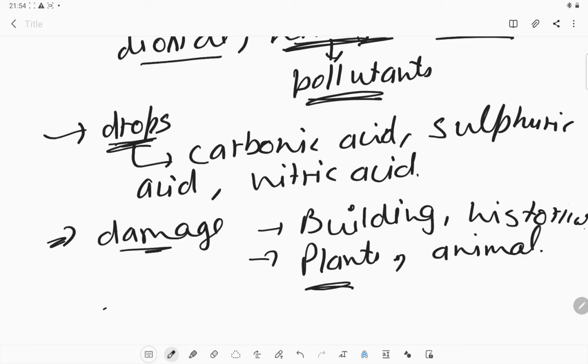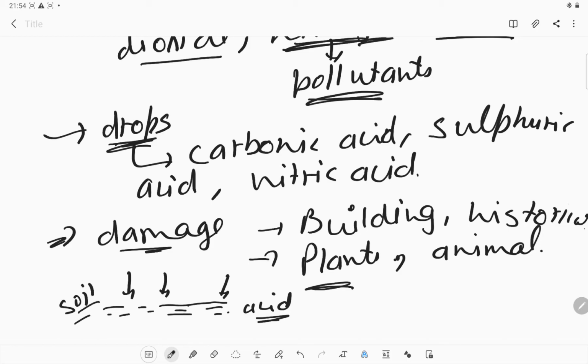Why plants? Because if acid rain occurs, the soil will become acidic, and if a soil is too acidic or basic, the plant will not be able to grow in it. So a plant requires a proper amount of acid or base to survive. So acid rain will damage the plants as well as the animals.